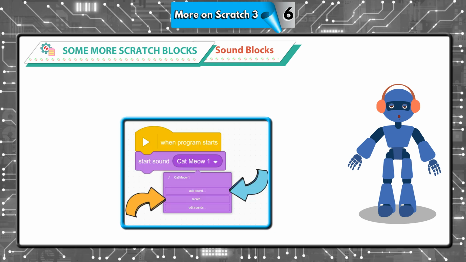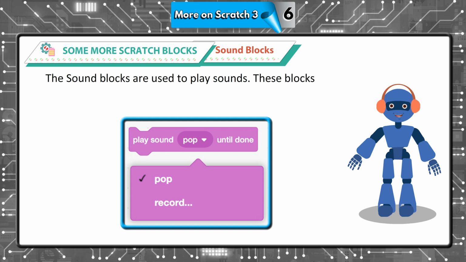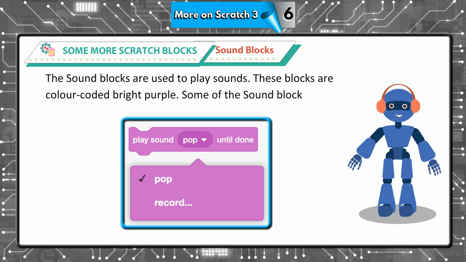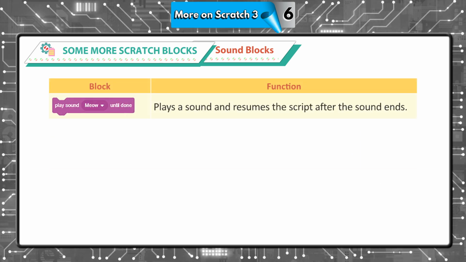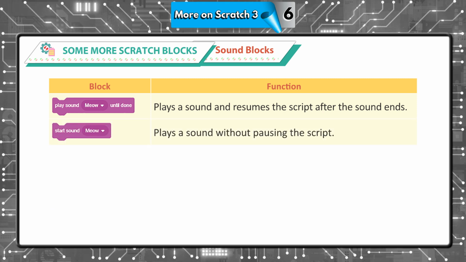Sound blocks. The sound blocks are used to play sounds. These blocks are color-coded bright purple. Some of the sound blocks are: Play sound meow until done plays a sound and resumes the script after the sound ends. Start sound meow plays a sound without pausing the script.